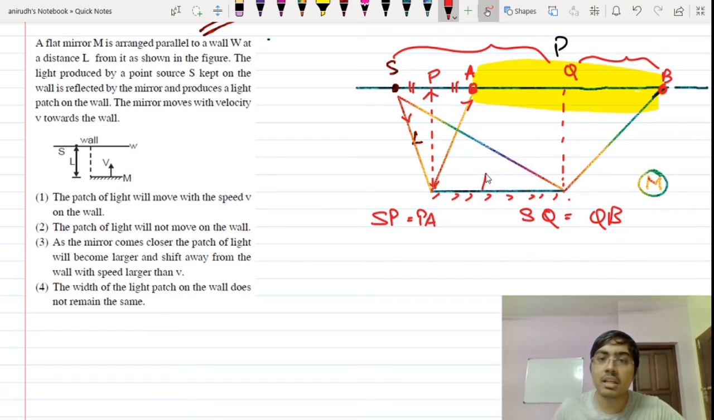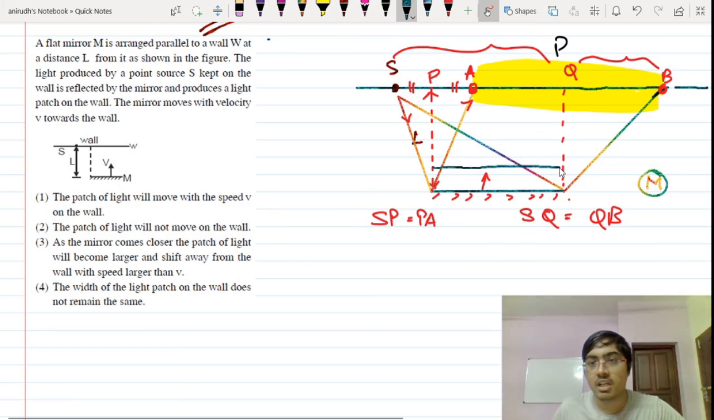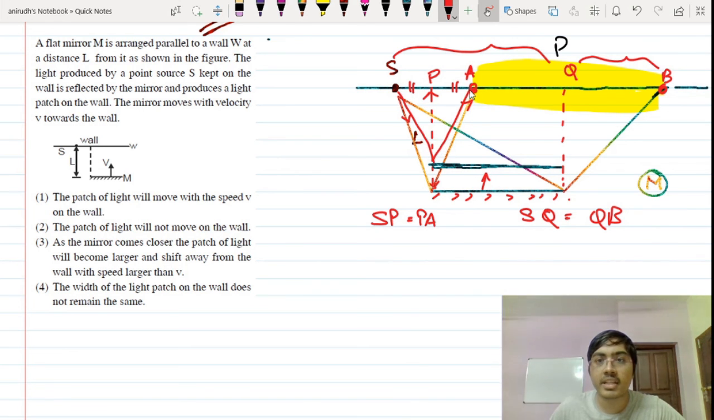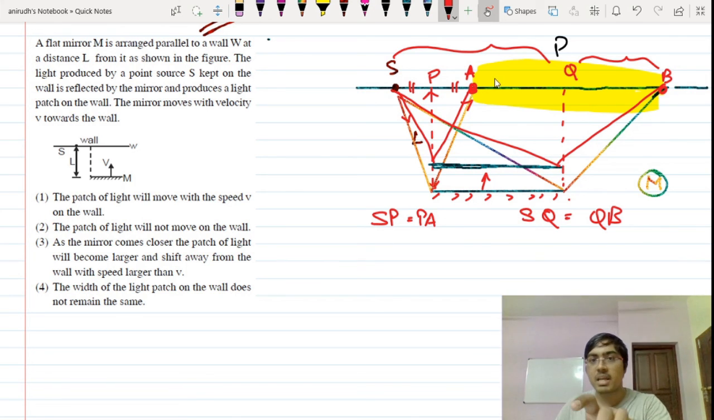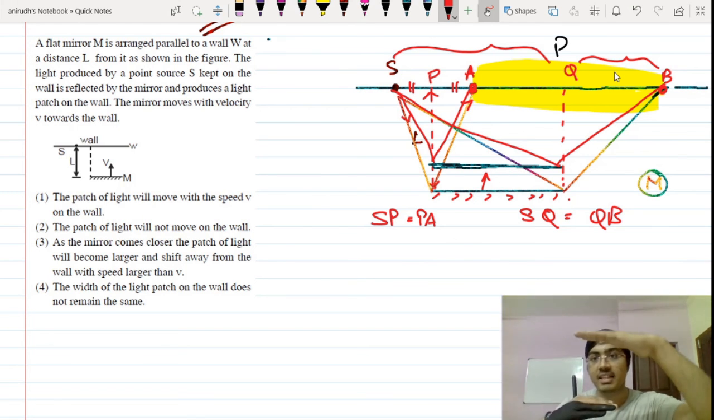Right? So even if the mirror goes from this position to this position, even if the mirror comes to this position, what will happen as a result of that? Then the new ray will come and hit like this, and it will again go and hit the same A point. Here also this will go and hit over here, and it will again hit the same B point. That means my patch, which is actually obtained on the wall, remains unchanged. So I can say A and B are independent of the position of the mirror, because the arrangement is such that the mirror and the wall are exactly parallel to each other.